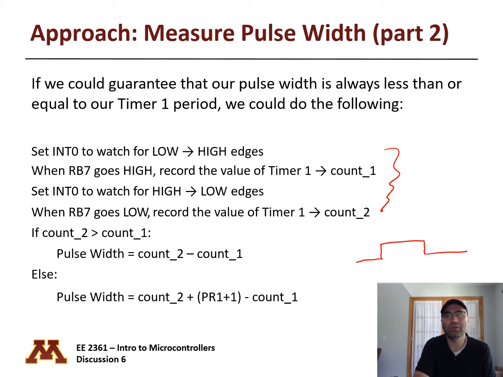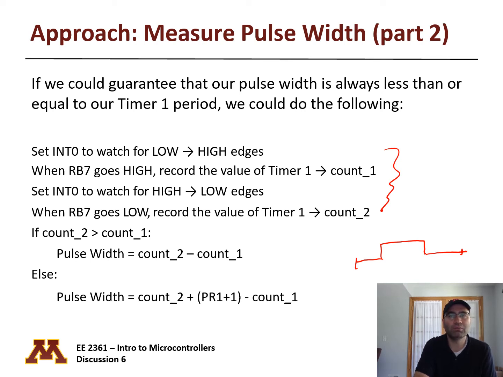You are kind of measuring, so you might have overflow at some point, but then we check it. We say, okay, if count 2 is bigger than count 1, then the pulse width is going to be count 2 minus count 1. It's that easy, right?